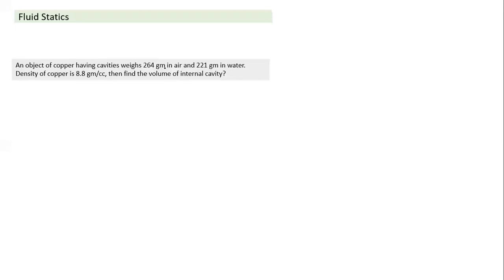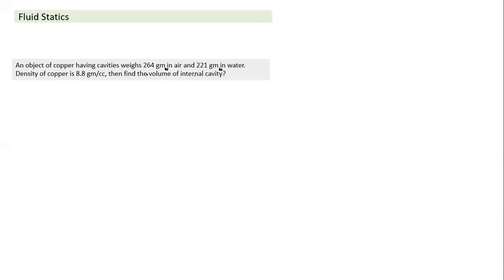Whenever we say gram, it's basically always gram weight that is implied. We measure mass, and we understand what it should be. It's very common. So this is 264 grams in air and this in water, and the density of copper is 8.8 grams per cc. Find the volume of the internal cavity.